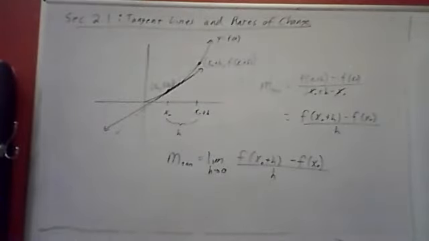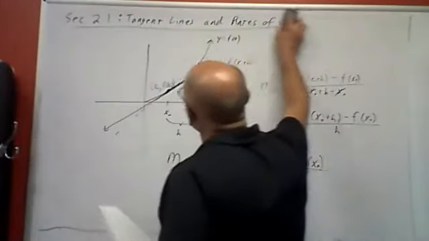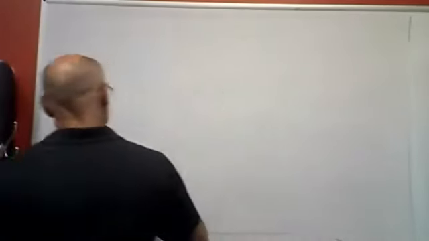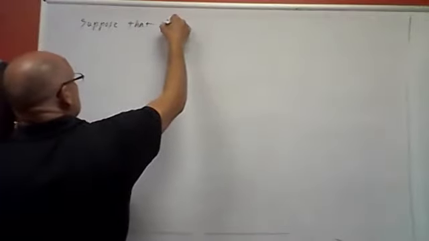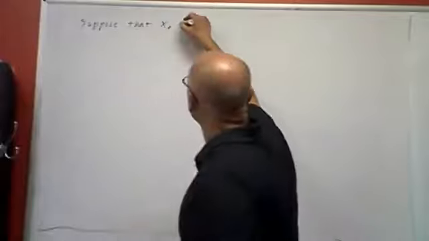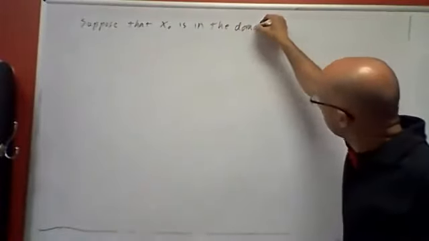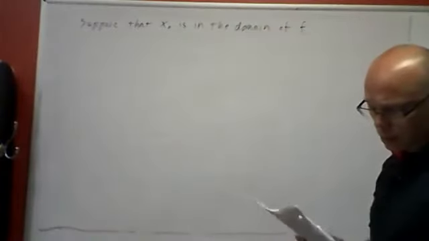All right, so let's come up with a definition, or not come up with one, but let's use the one that they have. Your book has this definition. It says, suppose that x naught, x subscript 0, is in the domain of, I'm just going to say of f, just to shorten this, of f.